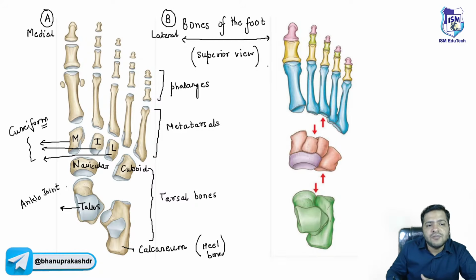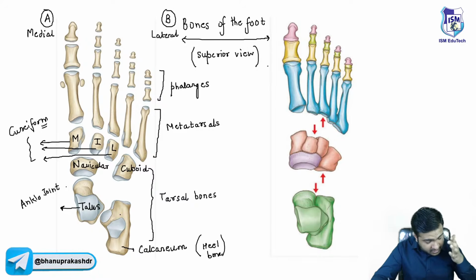Now when I say cuneiform, the medial cuneiform is the one near the midline of the body. The intermediate is between medial and lateral. Medial, intermediate and lateral: three cuneiform, one cuboid, one navicular, one talus, one calcaneum. So how many tarsal bones are there? Beta, comment in the section how many tarsal bones you can see over here. Quickly count and tell me, please.